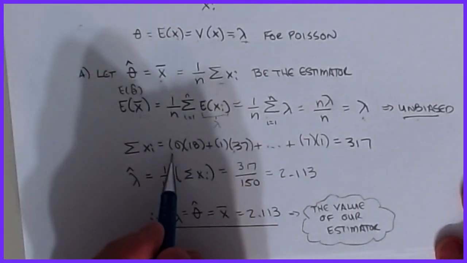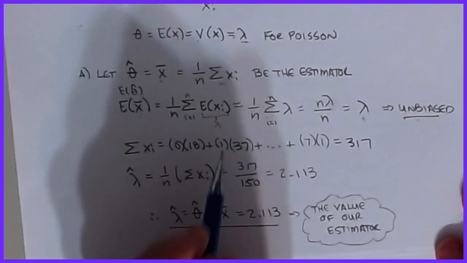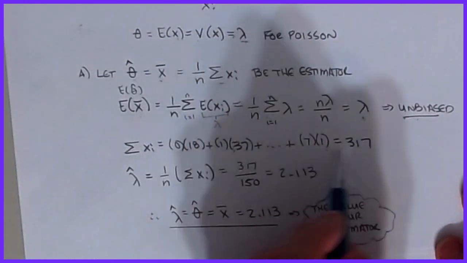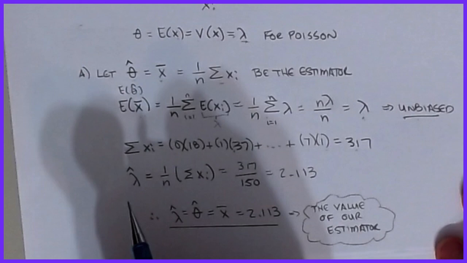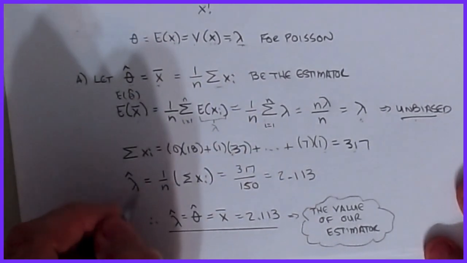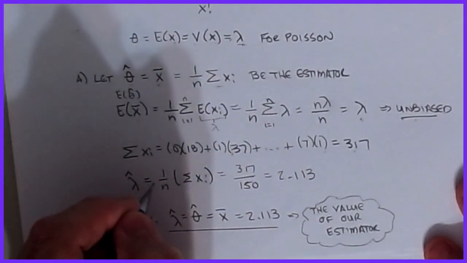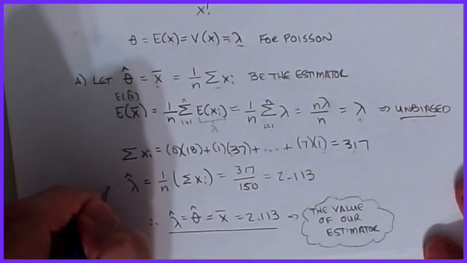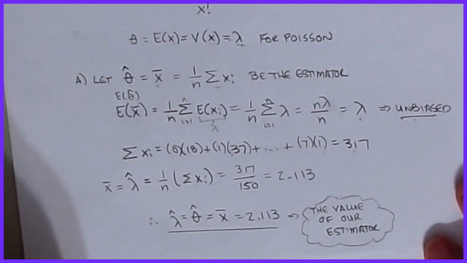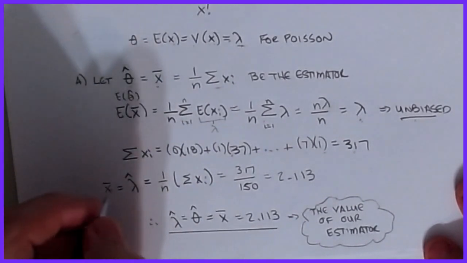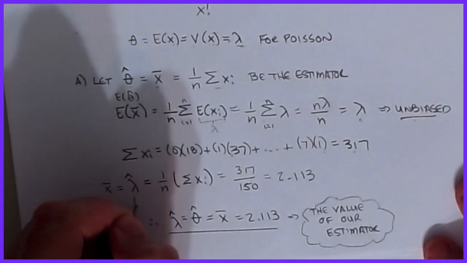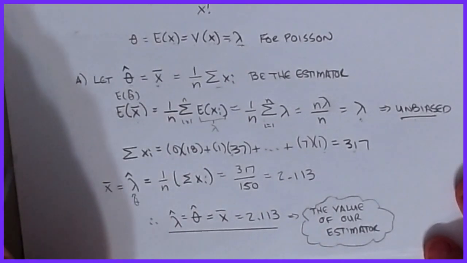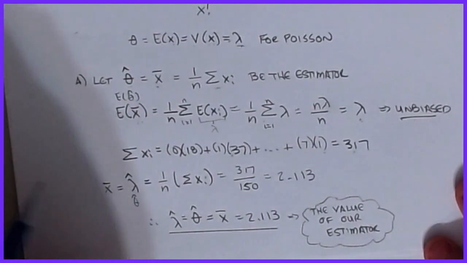I'm going to take 18 occurrences at 0 and 37 occurrences at 1, all the way out to 1 occurrence at 7. That number becomes 317. Then my estimator for lambda, we said, was going to be my x bar. And again, I wrote it as a lambda hat. You could write it as a theta hat. Don't get bogged down on the nomenclature, but really anything with a hat is my estimator.